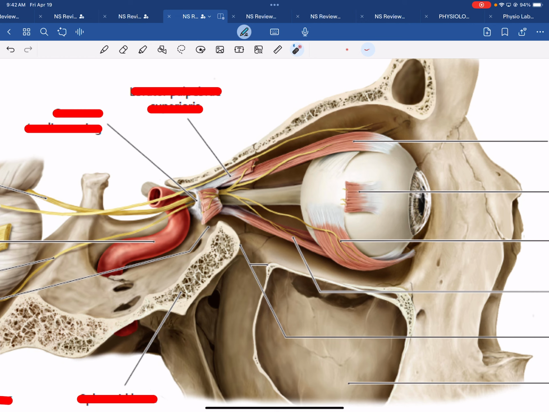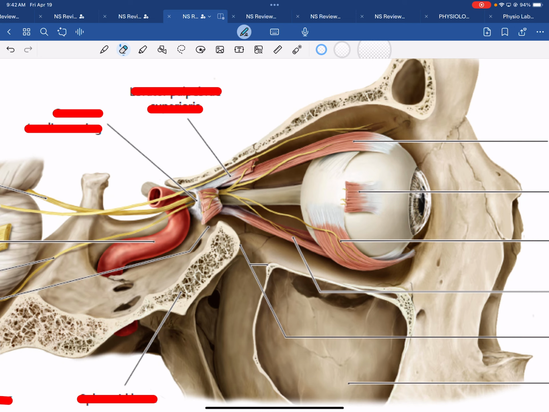My professor described it as the cheater's nerve. If you're taking an exam and somebody's next to you and you don't want to get caught cheating, you just kind of look like that, right? Because that's what the trochlear nerve does. It does depression and abduction of the eye, right? So that's the specific eye muscle movement that it does.